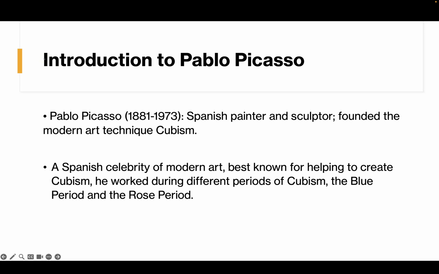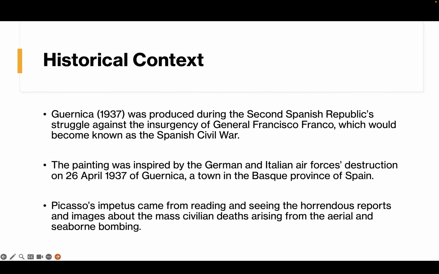We're going to move on to the historical context. Guernica, 1937, was produced during the Second Spanish Republic's struggle against the insurgents of General Francisco Franco, which would become known as the Spanish Civil War. The painting was inspired by the German and Italian air force destruction on 26 April 1937.